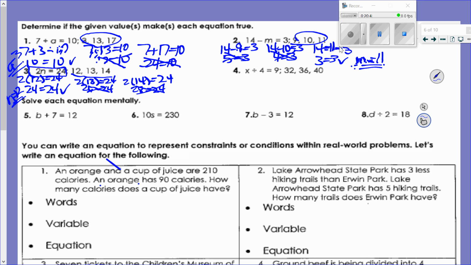Okay. So our next one, they gave us 3 values again. So we're going to start. 32 divided by 4 equals 9. Does 8 equal 9? Nope, we'll cross that one out. 36 divided by 4 equals 9. Does 9 equal 9? Check. So I know x equals 9 is my solution. But they gave me a third one to check, so we'll check it real quick. 40 divided by 4 equals 9. Does 10 equal 9? Nope, we'll cross that one out.